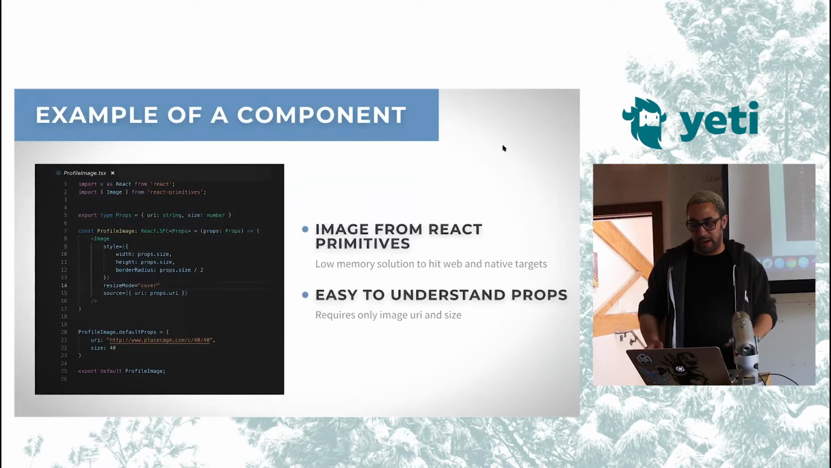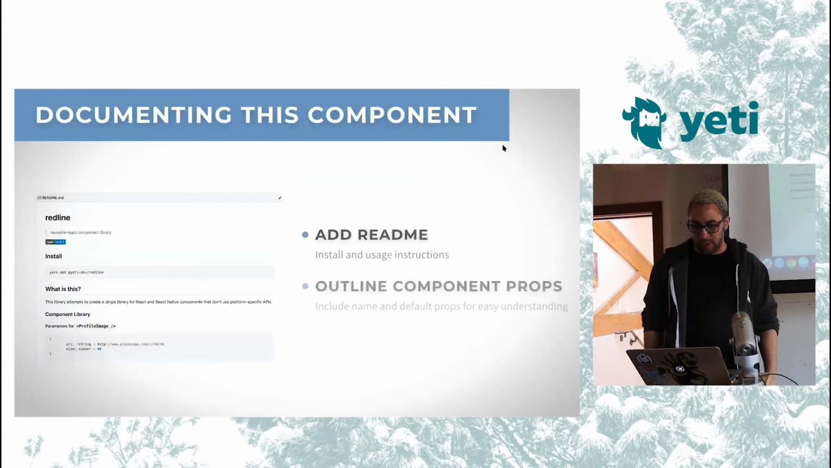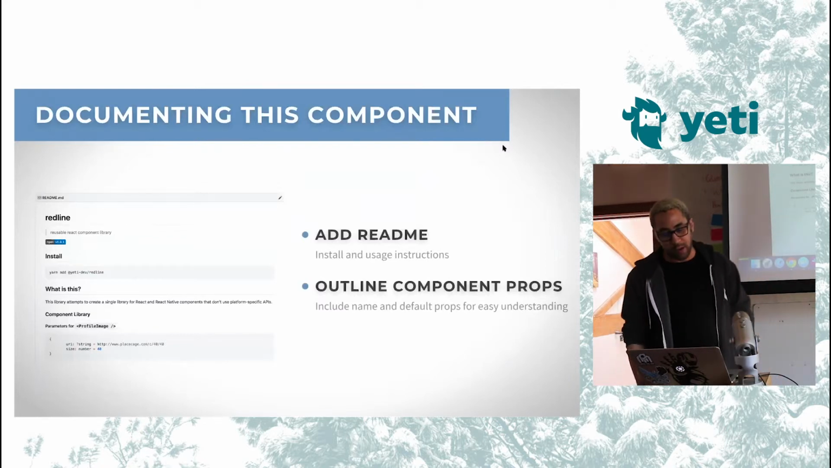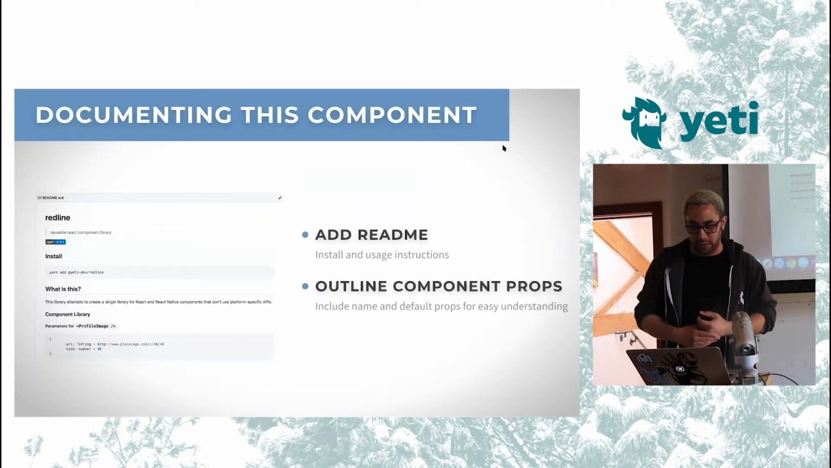So very simplified profile image, which is really easy to understand props and being able to be built across several targets. So documenting this component, actually also very easy. I just added it to the README. I know it's a little blurry down there at the bottom. I just wanted to show the entire README so you could see how simple and easy it was to add items to the components. It also outlines the component props. It includes the name and default props for easy understanding.